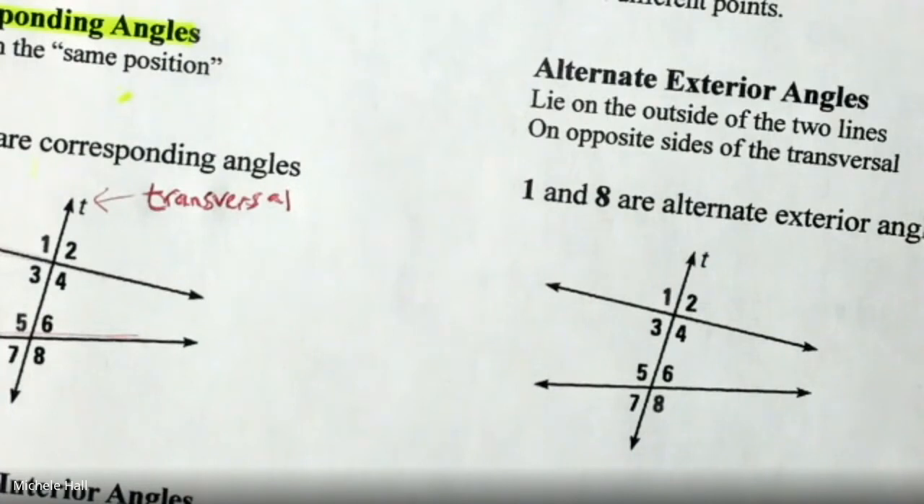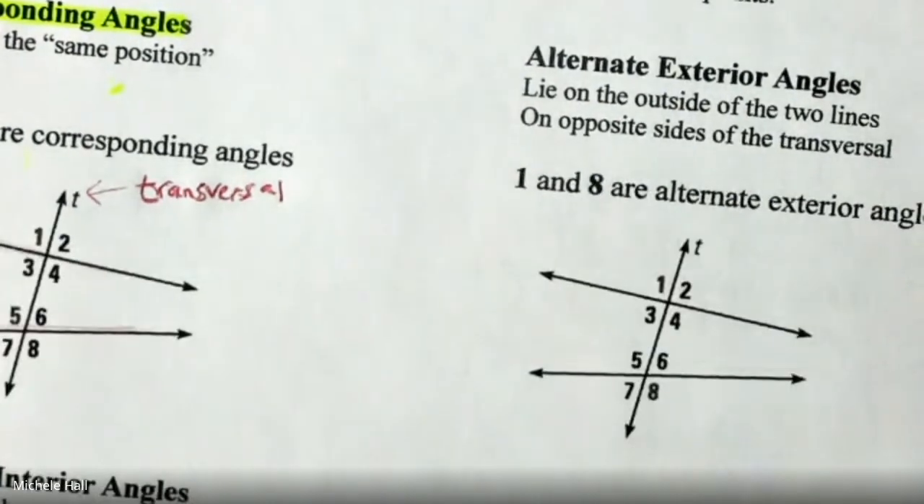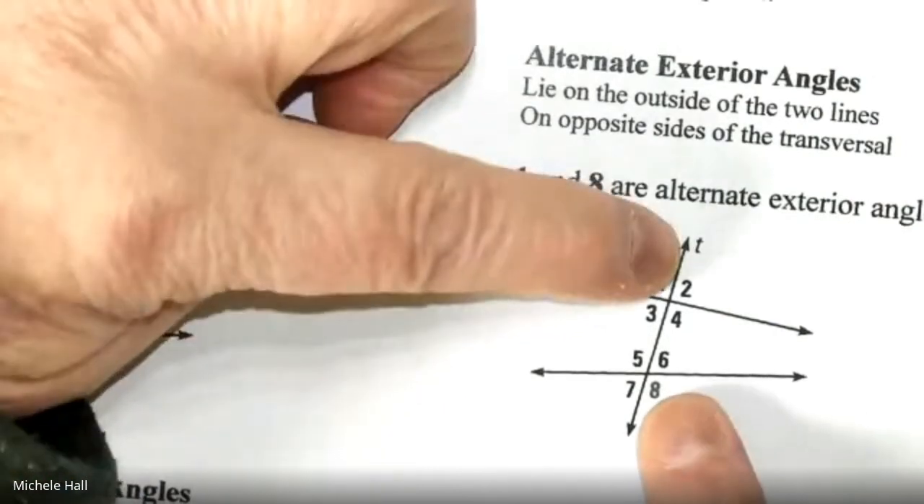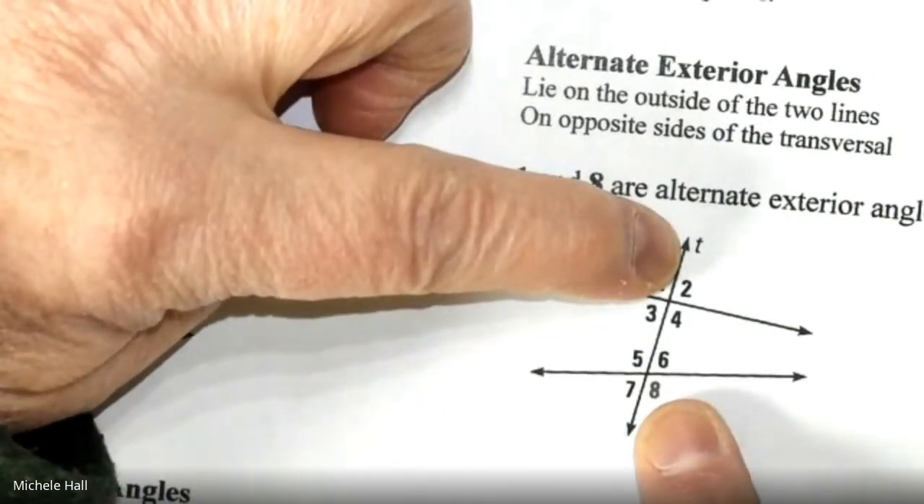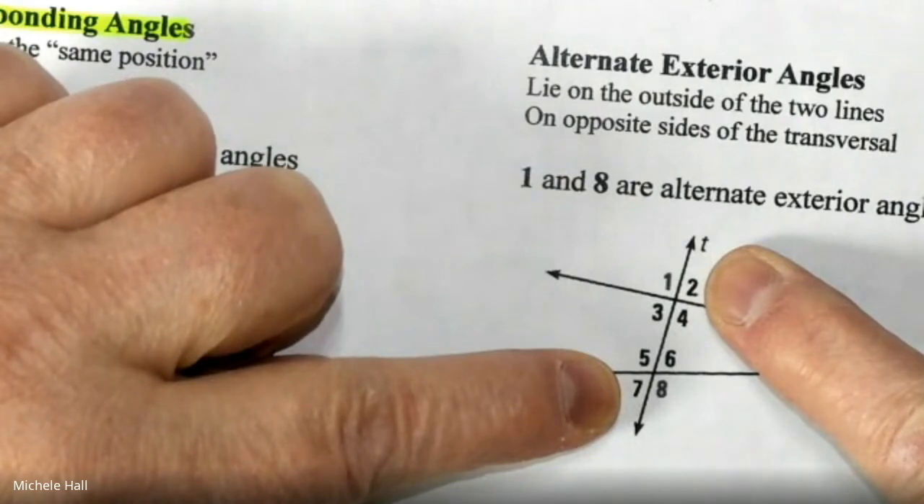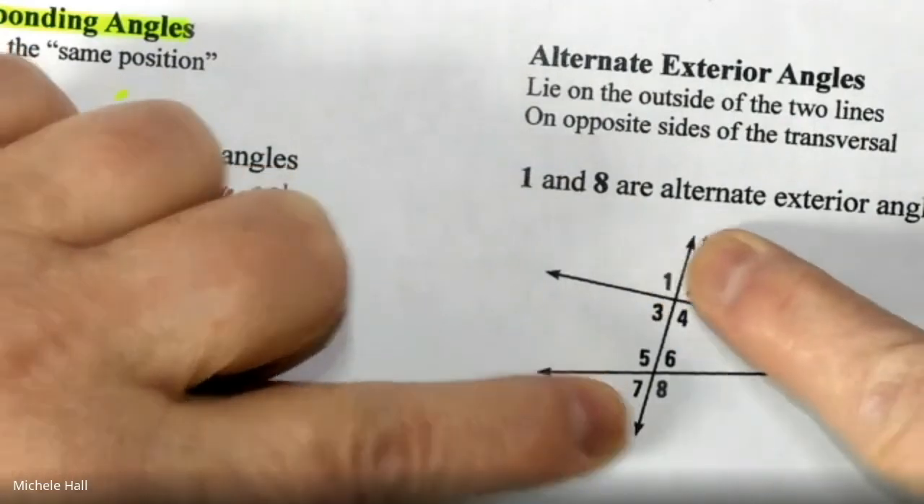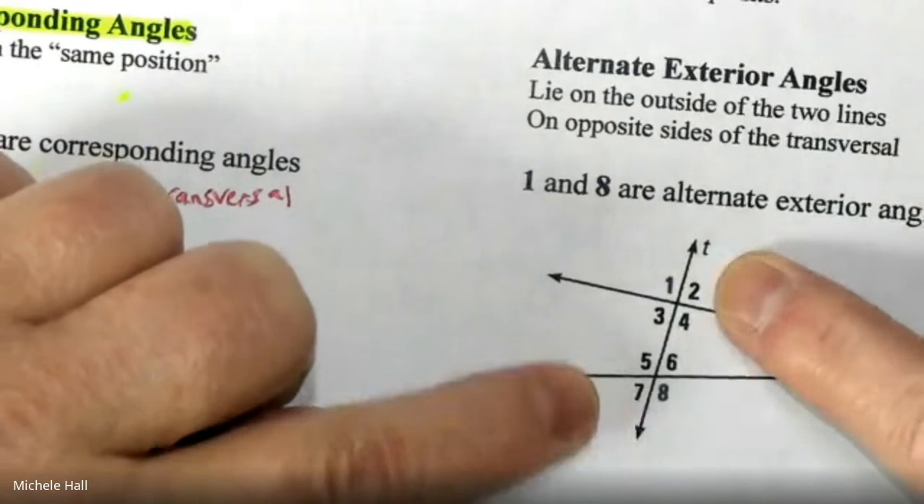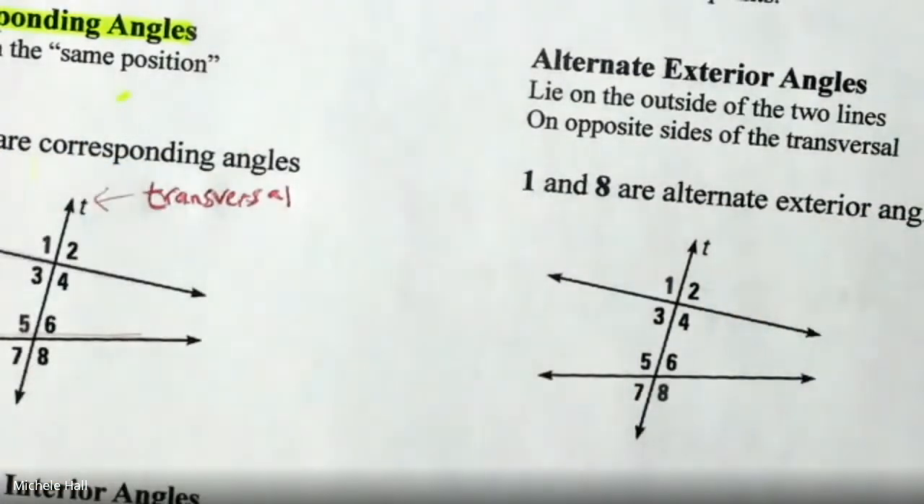How many other alternate exterior angles? We had 4 corresponding angles. How many alternate exterior angles will we have for this picture? 2. There's only 2. We have 1 and 8 are on the outside and alternating, and then we have 2 and 7 are on the outside and alternating. That's it. You only have 2 sets that are on the outside. So you have 2 alternating exterior angles.